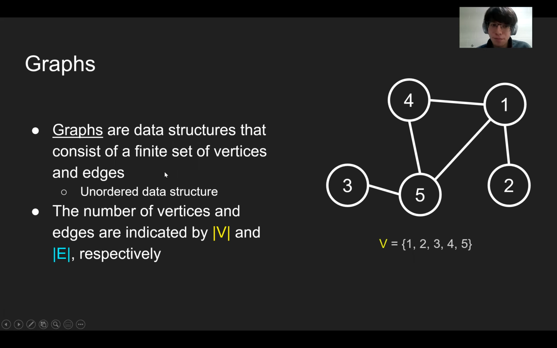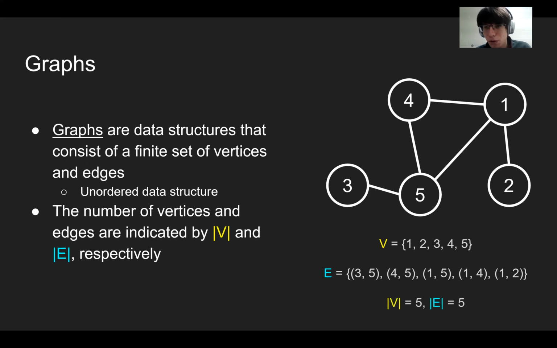And yeah, they're an unordered data structure. So in this case, the set of vertices is 1, 2, 3, 4, 5, and the set of edges is: an edge between 3 and 5, one between 4 and 5, one between 1 and 5, one between 1 and 4, and one between 1 and 2. That's our set of edges. So the number of vertices is 5, and the number of edges is also 5.